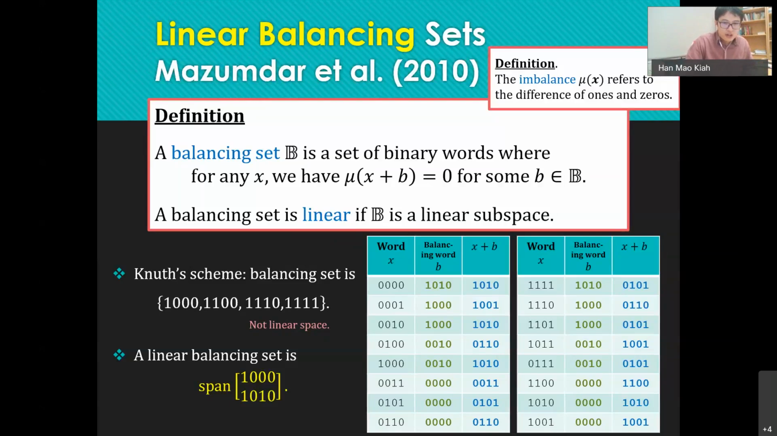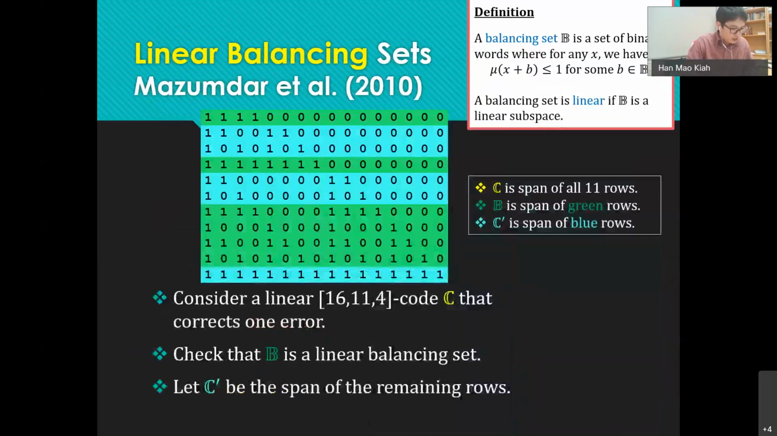Okay, so why are we interested in linear balancing sets? Well, what Mazumdar et al. showed was that one can combine a linear balancing set with a linear code to correct errors. Let's just illustrate this with a small example over here.